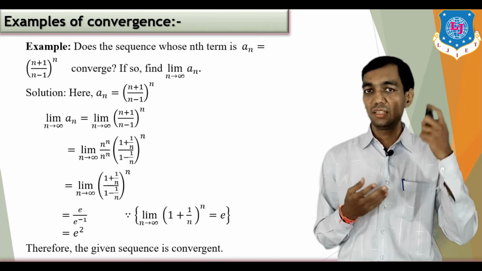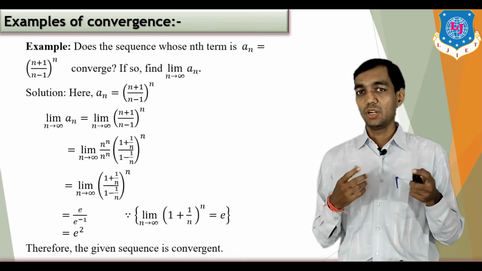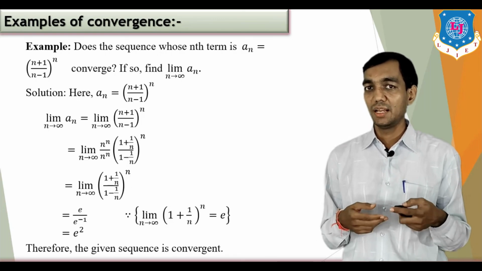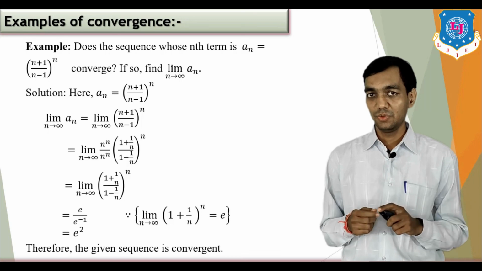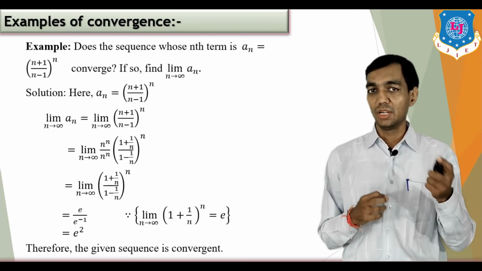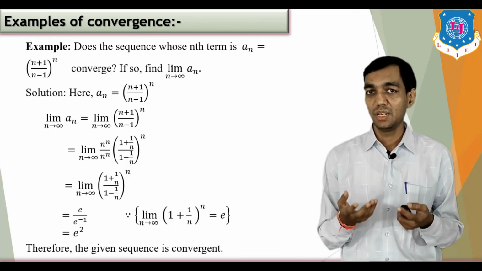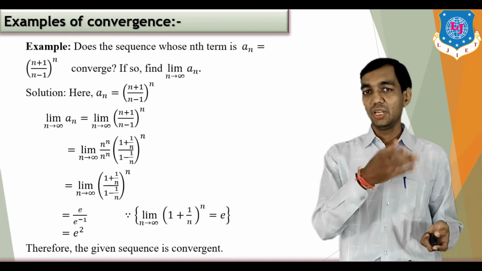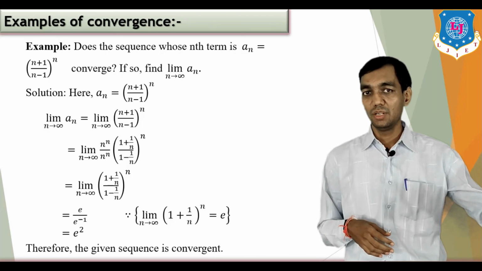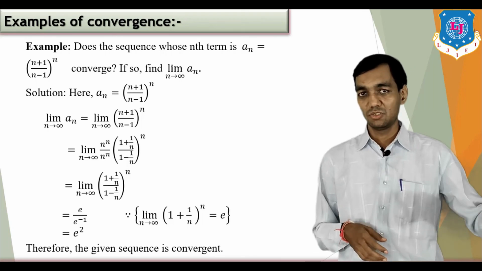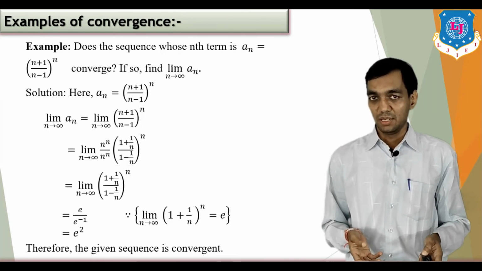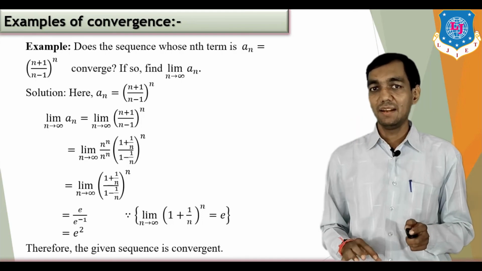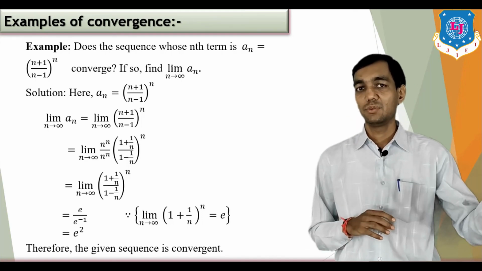Now using the standard limit, 1 plus 1 upon n raised to n has a value e, where n tends to infinity, and in the same manner 1 minus 1 upon n raised to n has a value 1 upon e for n tends to infinity. So putting that value, that will give e upon e raised to minus 1, or 1 upon e. So you will have the limit e square. Therefore the limit is finite, which exists, and that's why your sequence is convergent.